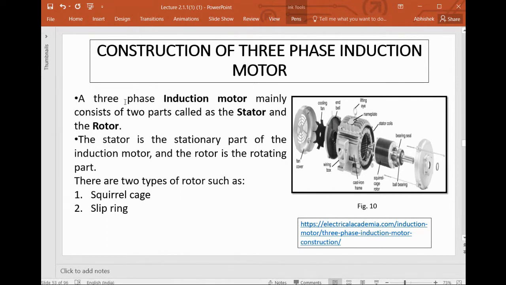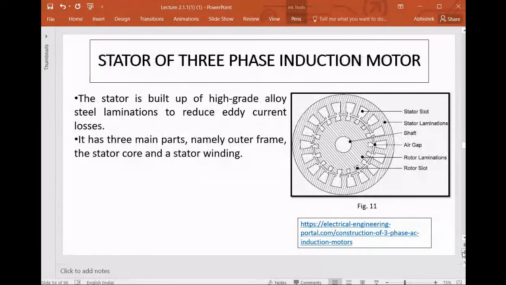A three-phase induction motor mainly consists of two parts, a stator and a rotor. The stator is the stationary part of the induction motor and the rotor is the rotary part. There are two types of rotor, squirrel cage rotors and slip ring rotors. The same types of rotors we have used in the case of single phase also. The stator is built up of high grade alloy steel laminations to reduce the eddy current losses, and it has three main parts, namely outer frame, stator core, and stator winding.